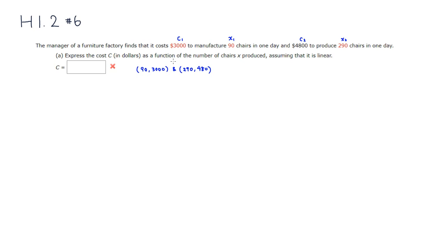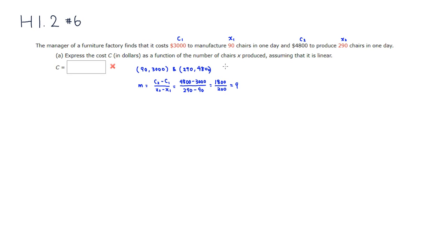So we have 2 points, and all we need is a slope. So slope M, instead of Y we're going to use C, is C2 minus C1 over X2 minus X1. In this case C2 is 4,800, and we subtract 3,000, which is C1, and X2 is 290, and then we subtract X1, which is 90. So we're going to get 1,800 divided by 200, which is equal to 9. So we have a slope of 9.